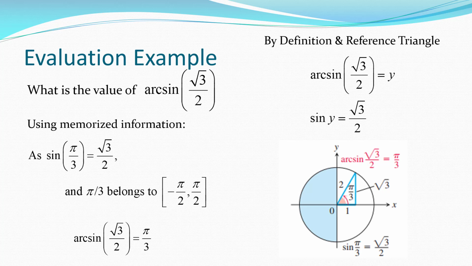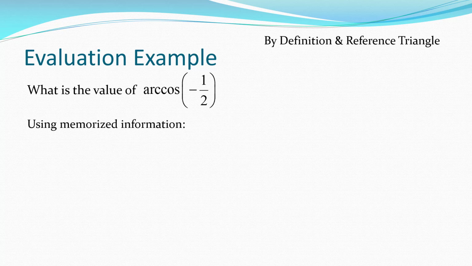triangle. That was a long time ago. That was the 30, 60, 90 triangle. So the angle that you have, I've highlighted for you, that's 60 degrees, which in radians is pi over 3. So the sine of pi over 3 is square root of 3 over 2, which means that since pi over 3 is in the correct angle range, the arc sine of square root of 3 over 2 is pi over 3.